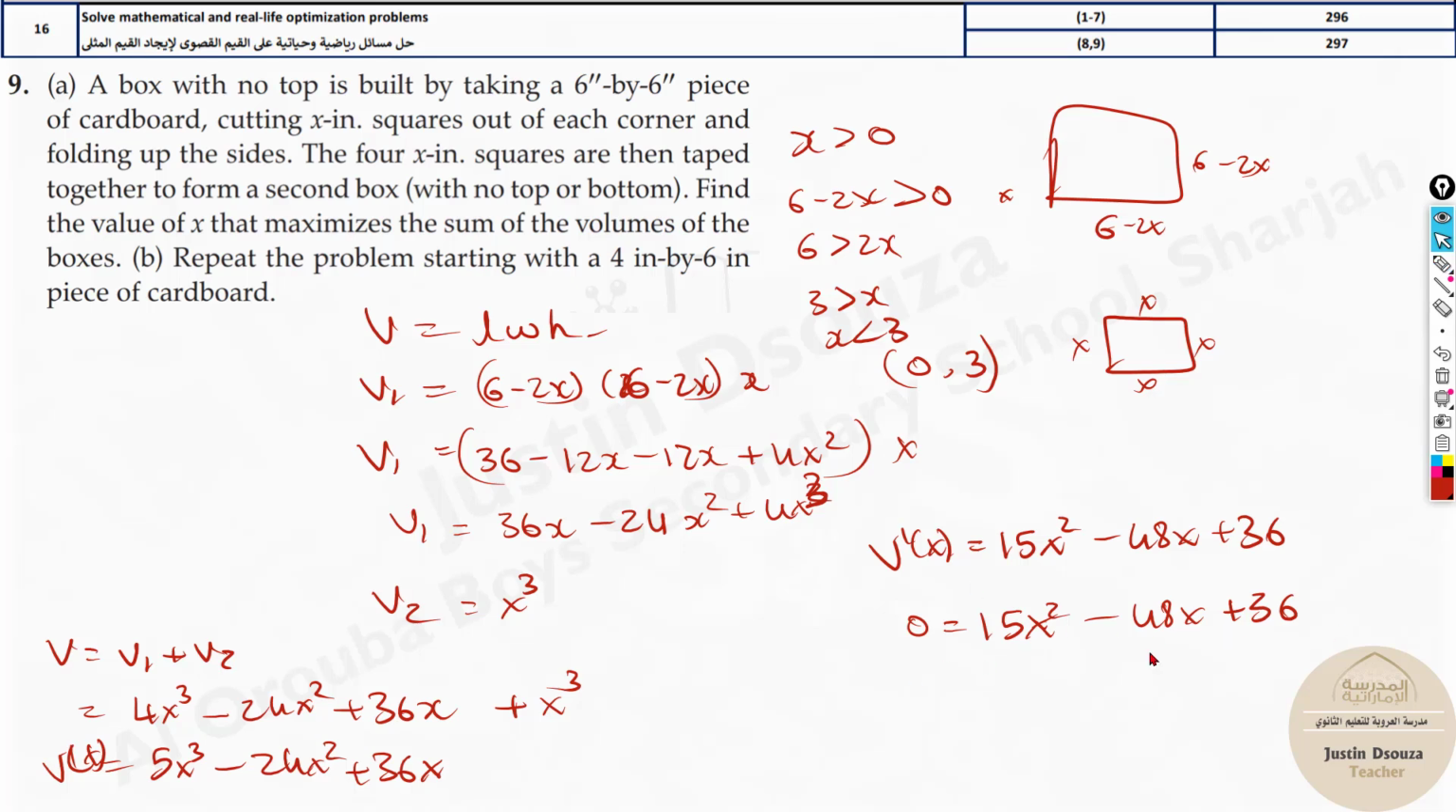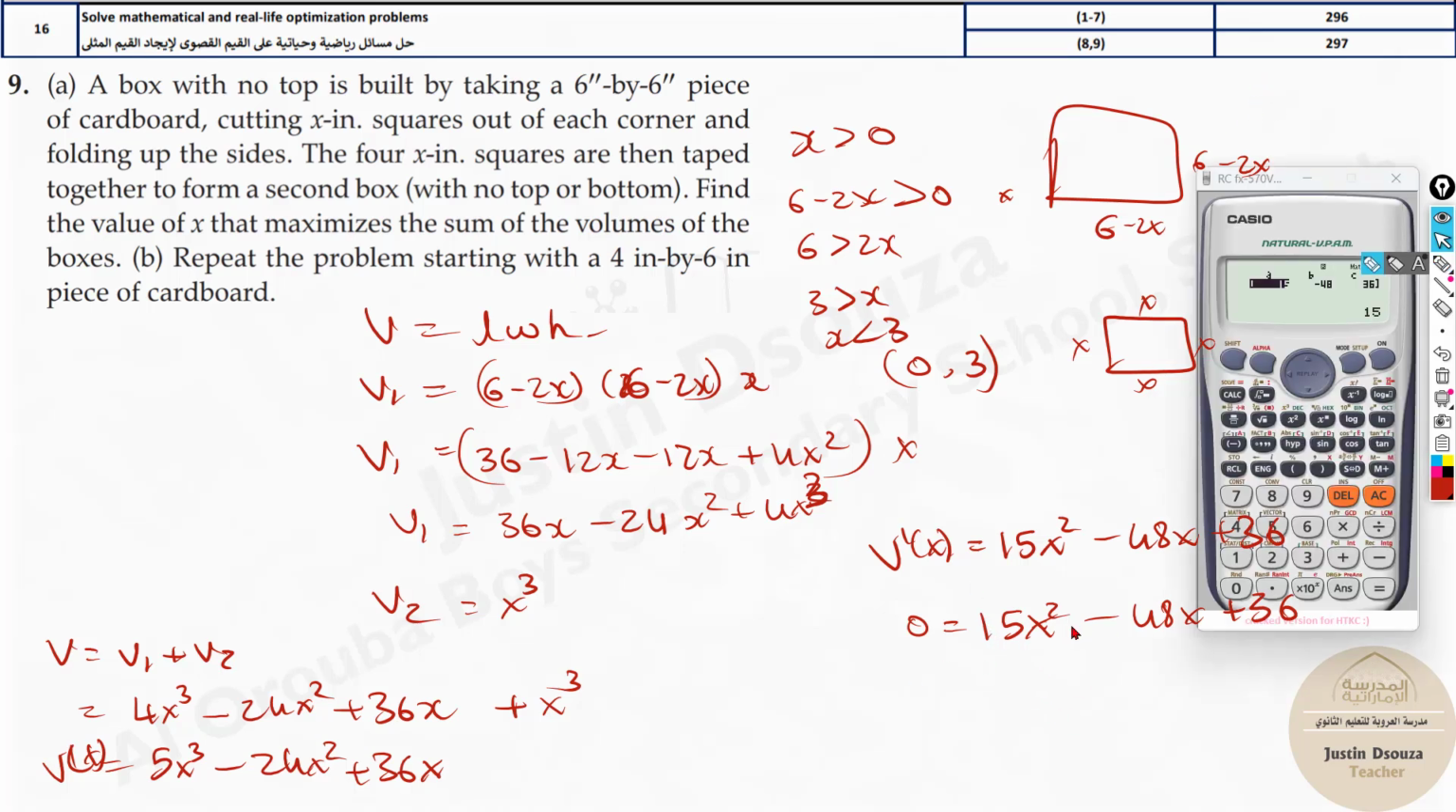So now we need our calculators to solve for the critical numbers. I've substituted these values here. It is 15 minus 48 and 36. The critical numbers are 2 and 6 by 5, which is about 1.2. So let me write the critical numbers over here. X is equal to 1.2 and 2. Now here, since we have two critical numbers within the range, we need to consider both.